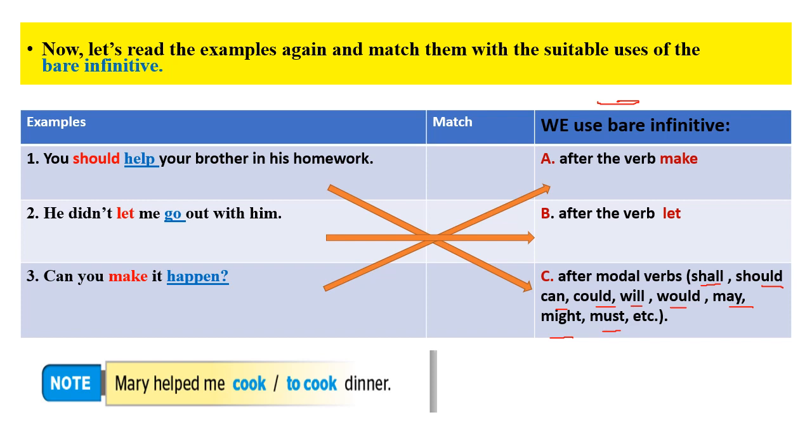Finally, let's focus on the note here. You see this note? The example says, Mary helped me to cook dinner. So cook here is correct, and to cook is correct. Cook is bare infinitive, to cook is full infinitive. So after the verb help, you can have bare infinitive or full infinitive. It takes the two forms. Both are correct.